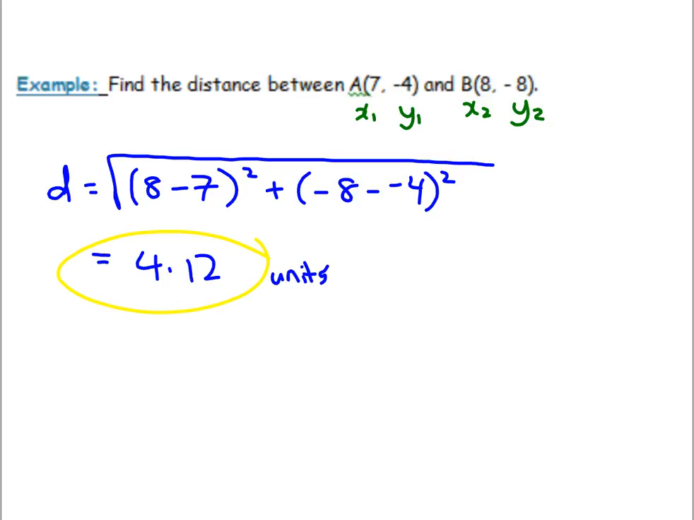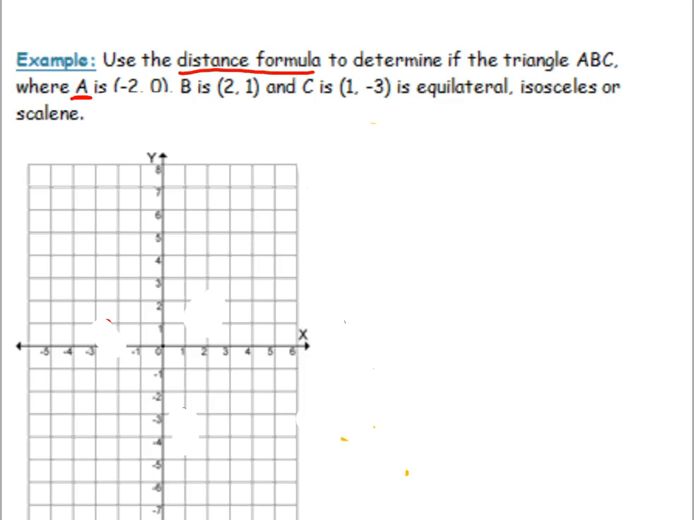Right, let's try something a bit trickier. Use the distance formula to determine if the triangle ABC, where A is this coordinate, B is this coordinate, and C is this coordinate, is equilateral, isosceles, or scalene. So if it's equilateral, what do you think will be the case with all three distances? That's right, they would all be the same. If they're isosceles, what would be the case? There would be two sides the same and one side different. And if they're scalene, what would be the case? It would be that all three sides are different lengths.